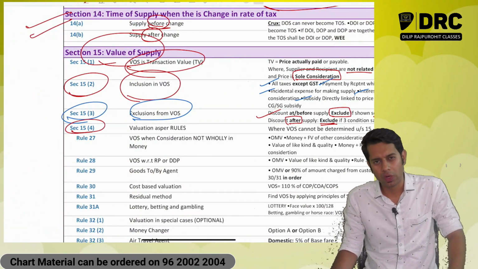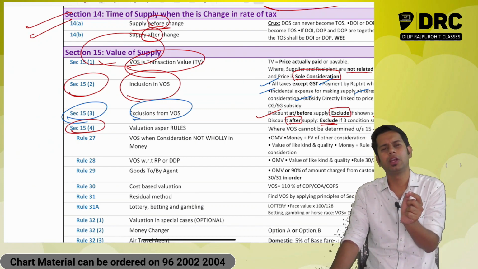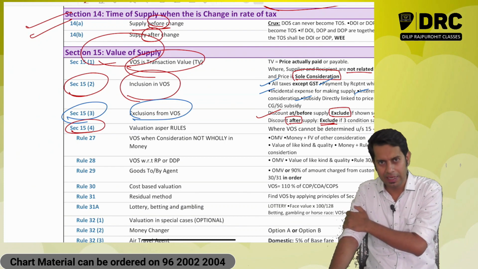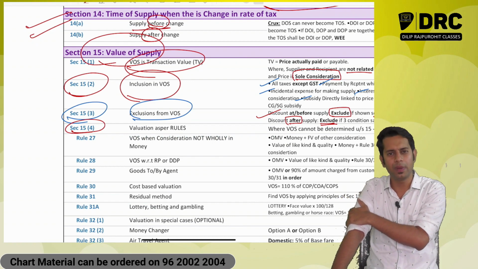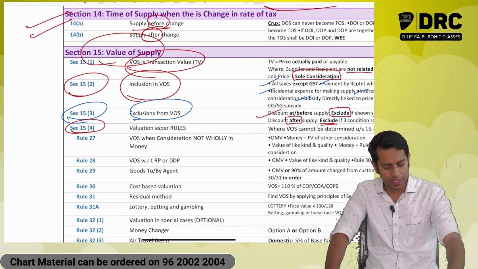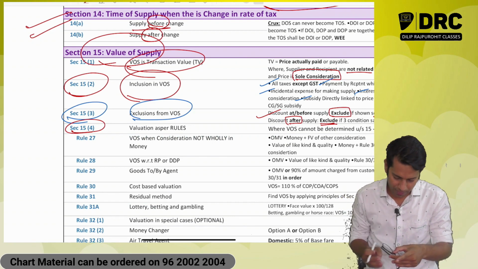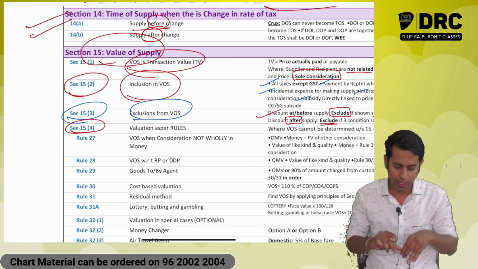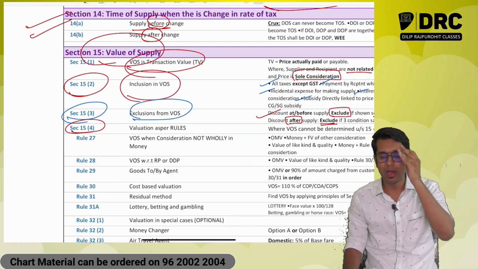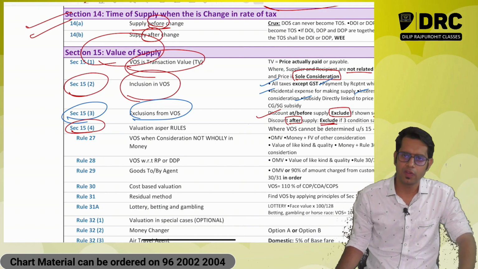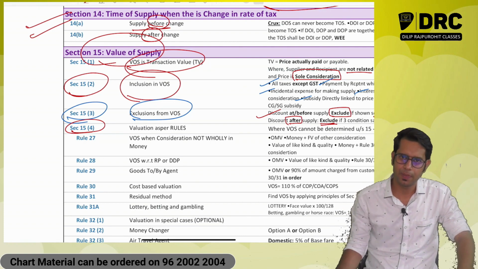Section 15 subsection 4 says if you are not able to determine the value of supply as per section 15, then please determine the value of supply as per rules. Rule number 27 to rule number 35 talks about valuation. So if you are not able to determine the value of supply as per section 15, please determine the value of supply as per rules.